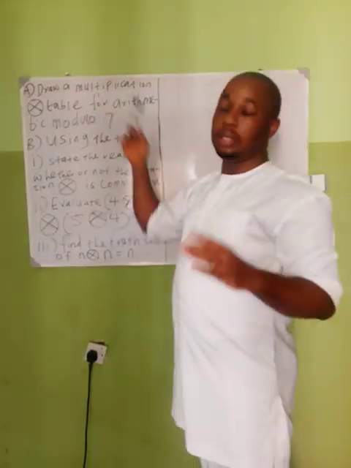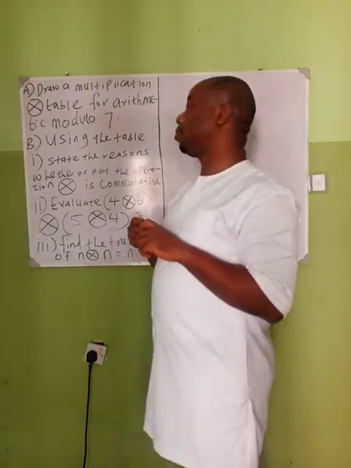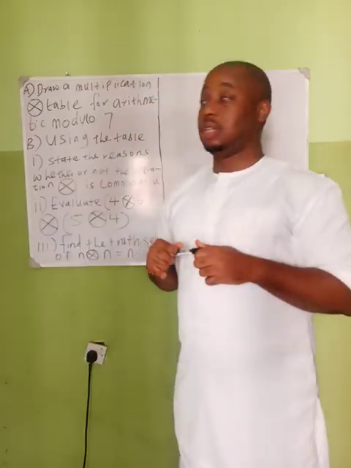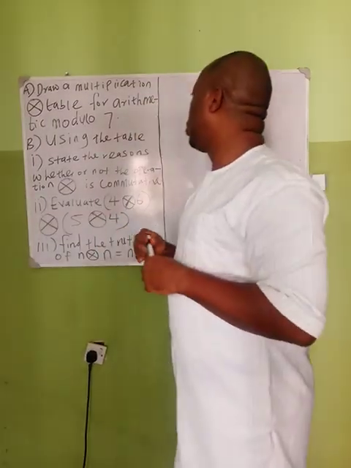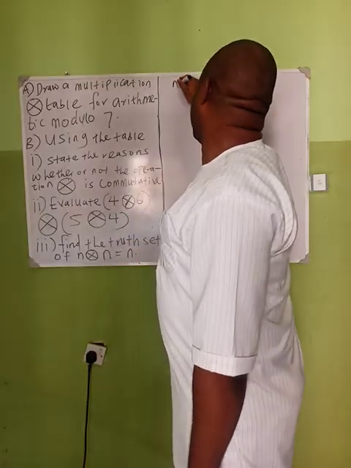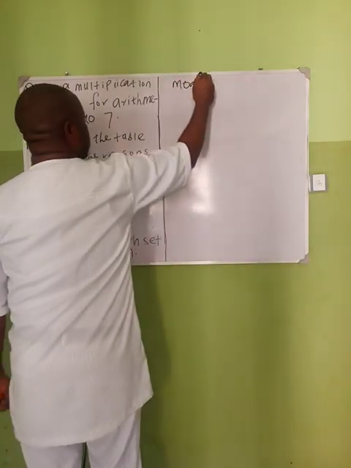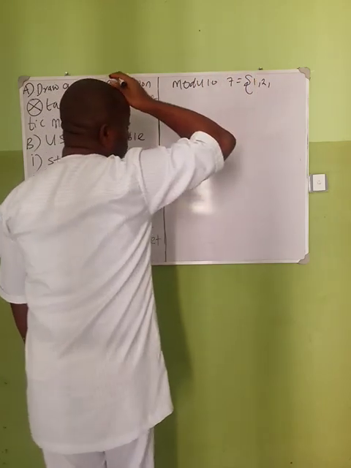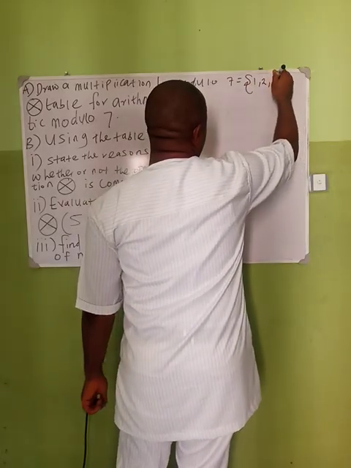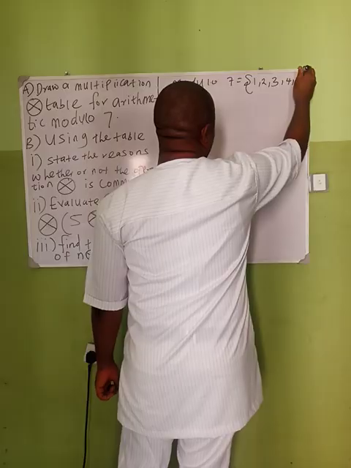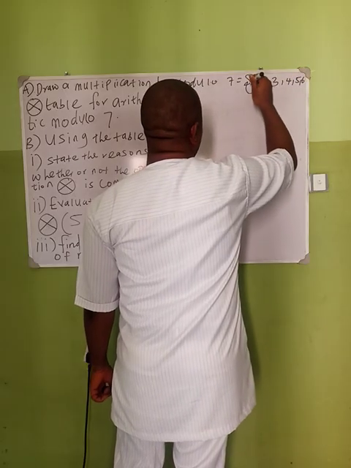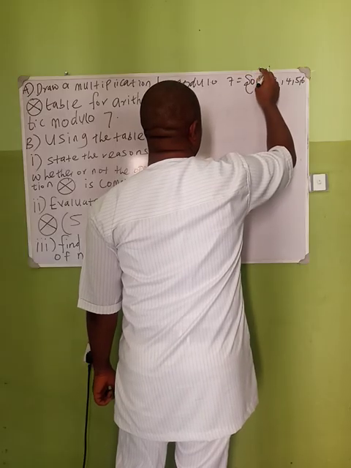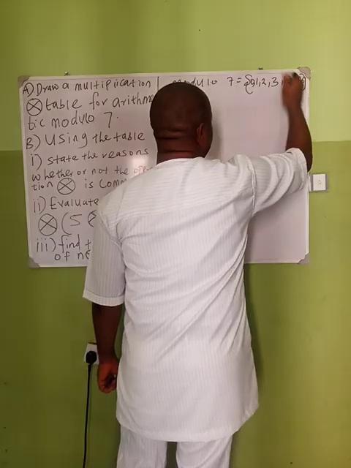Okay, so first of all, let's draw the multiplication table of modulo 7. So you know, modulo is just about remainders. That's basically what it is. So when we talk about the set of numbers in modulo 7, we have 1, 2, 3, 4, 5, 6. Of course, 0 is there. So you can have no remainder at all. So 0, 1, 2, 3, 4, 5, 6, just like this.